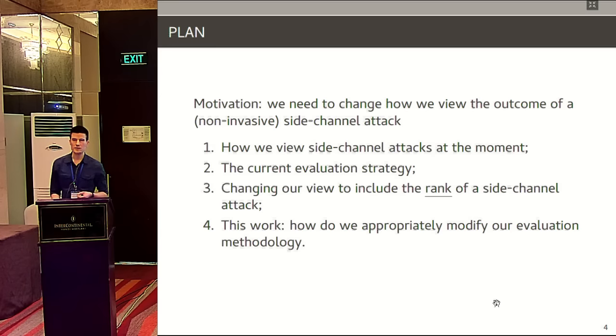The underlying motivation for this work was a recent trend in the literature which suggests that we need to change how we view the outcome of our attacks. I'll circle back around to what I mean by that. The rough plan for this talk is to explain how we do attacks at the moment, how we evaluate at the moment, and then how we need to change our view to include something we call the rank of an attack, and consequently how we should modify our evaluation strategies to include this notion of a rank.